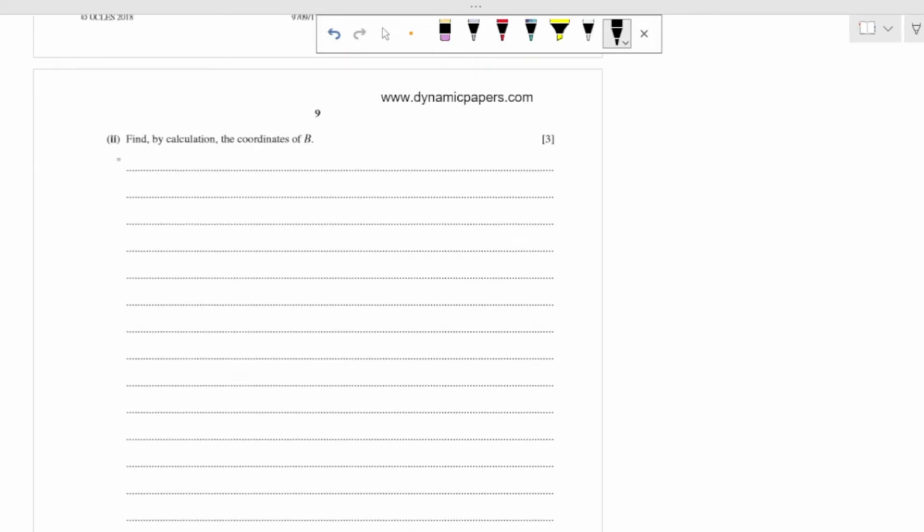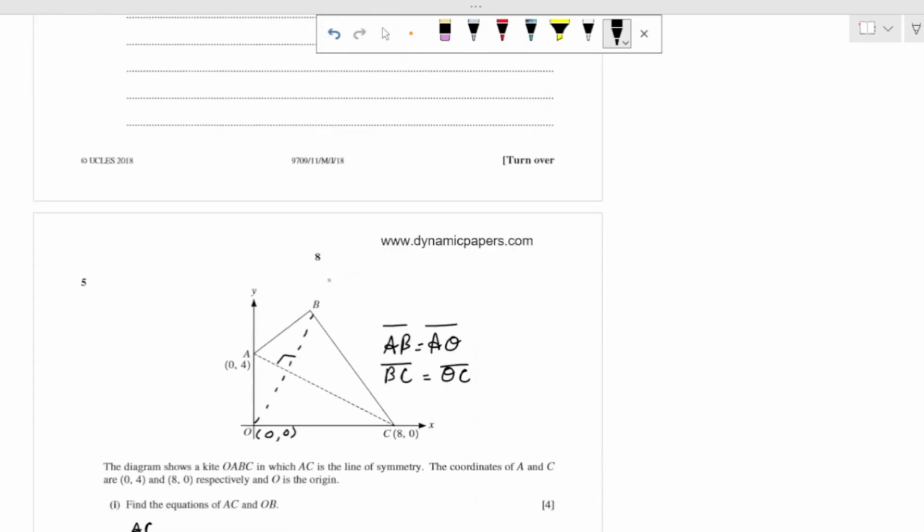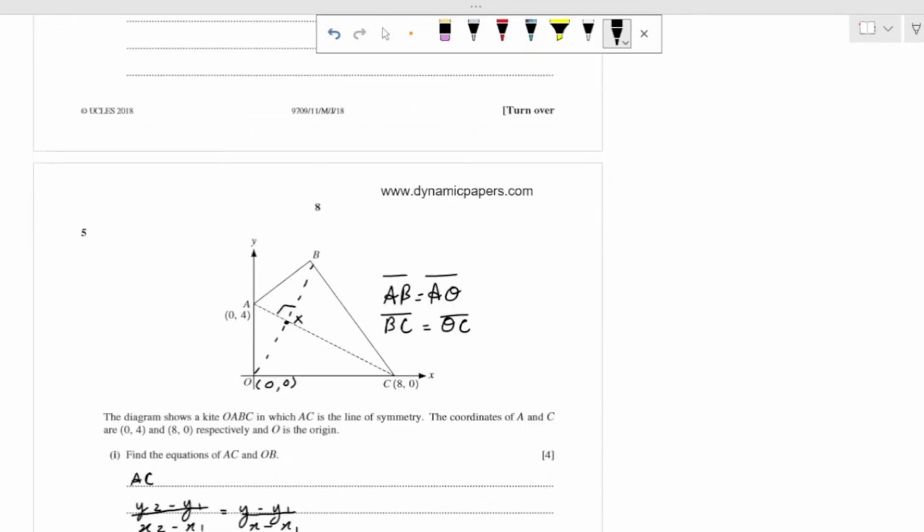And then we find by calculation in part 2 the coordinates of B. To find the coordinates of B, we are going to use a trick. We know that the line of symmetry is AC. So the distance from O to the point where OB intersects AC is equal to the distance from this point to the point B. We're going to call this point X. So first of all, let us find this point X.